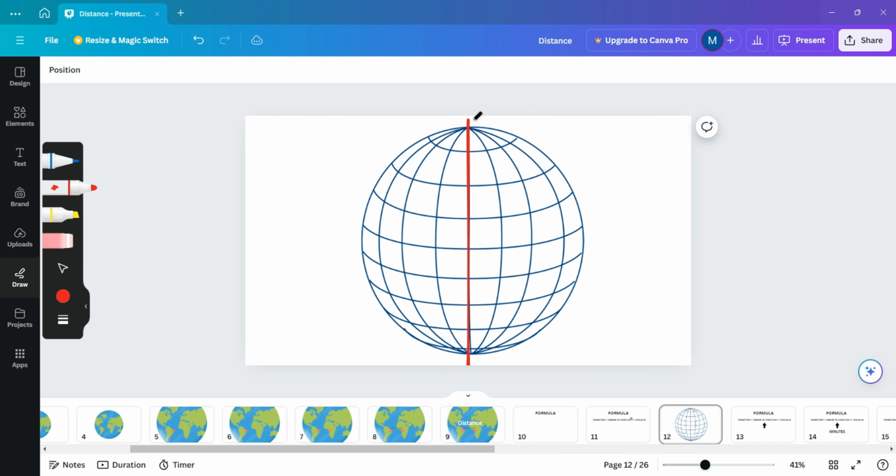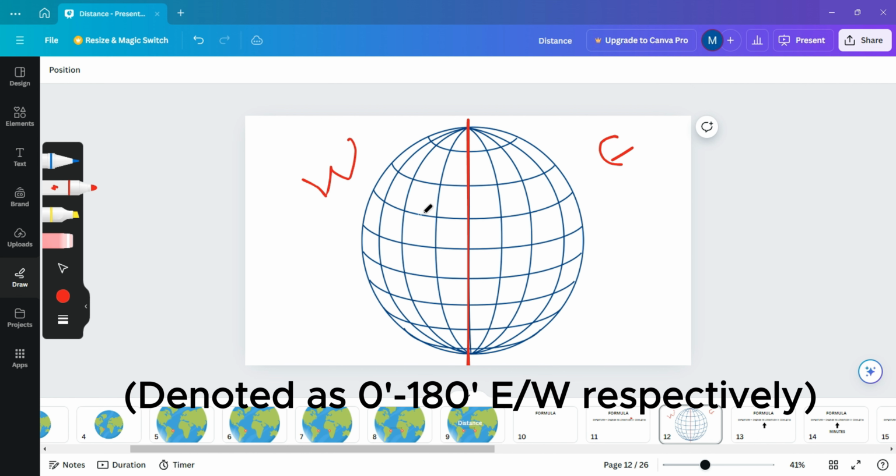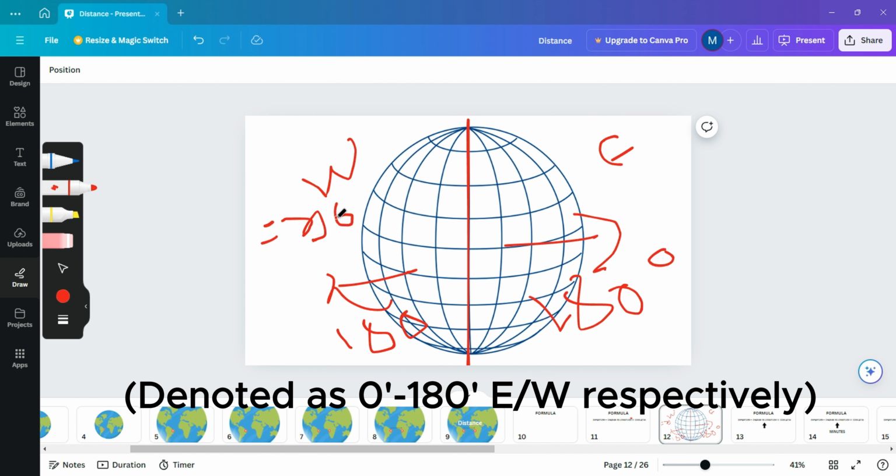So the Earth is divided into two segments longitudinally, that is the east and the west. Now, Earth has 180 longitudes on the east and the same 180 on the west. So in total it comes out to be 360.